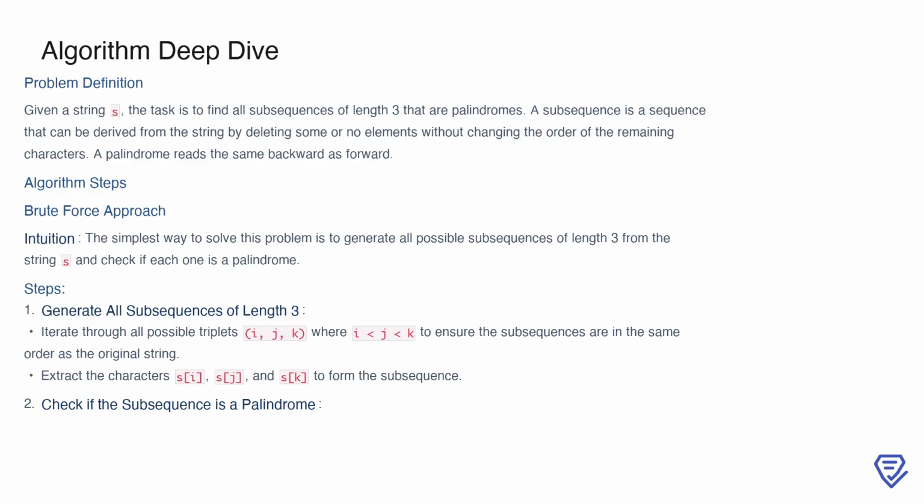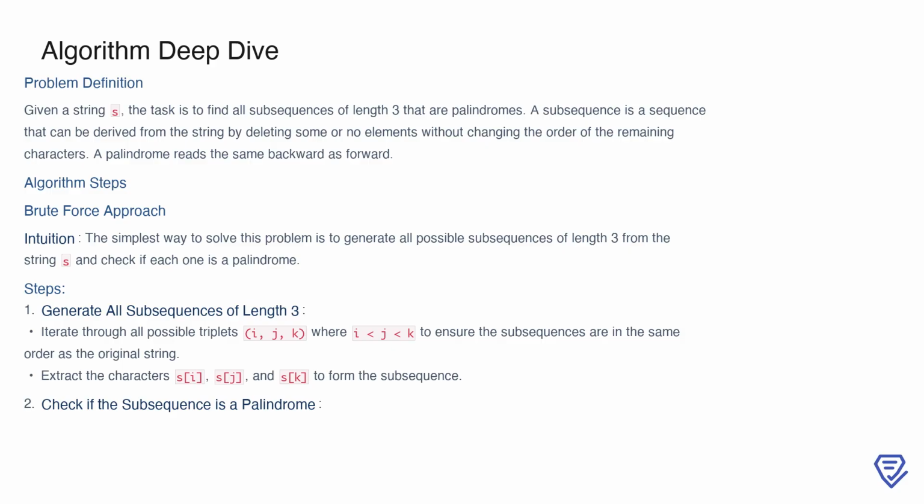To solve this, we can start with a brute force approach. The intuition here is simple: generate all possible subsequences of length 3 and then check if each one is a palindrome. This involves iterating through every combination of indices i, j, k, such that i less than j less than k, extracting the characters at those indices, and forming a subsequence.